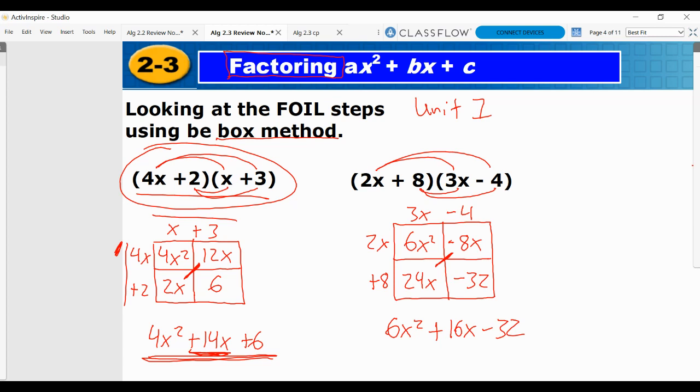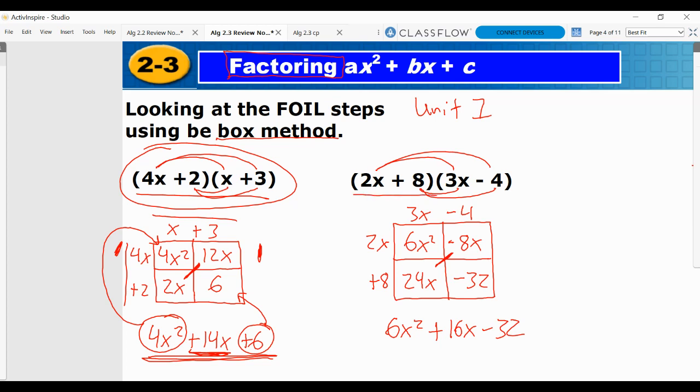This box method is going to be super helpful when we start working the problems out in 2.3. Here's something I want you to pay attention to in the boxes. Take a look at this first term. The 4x squared is actually in that box, and this positive 6 is in that box right there. That's important to know because we're going to use the boxes to help us on these problems.